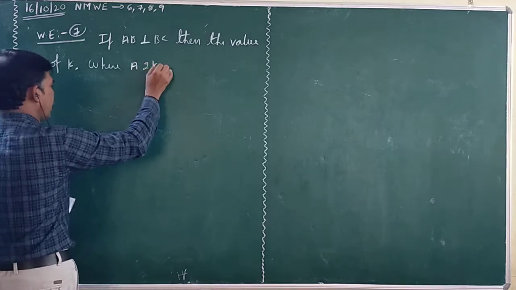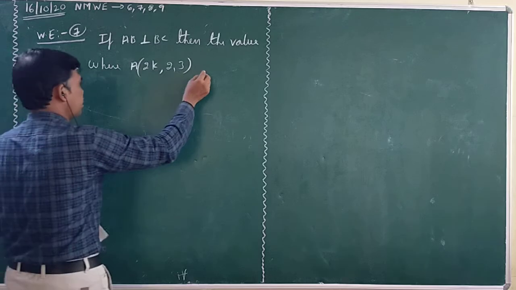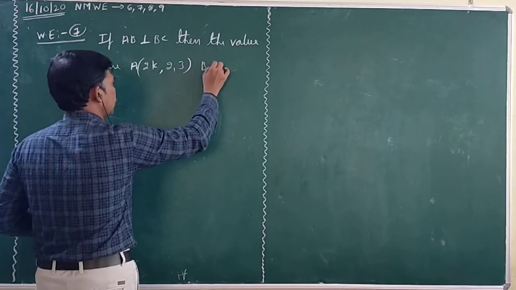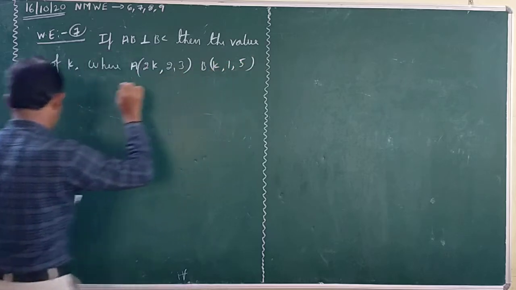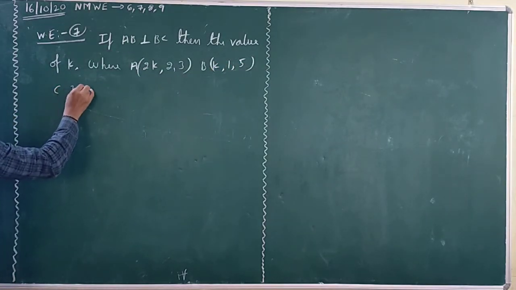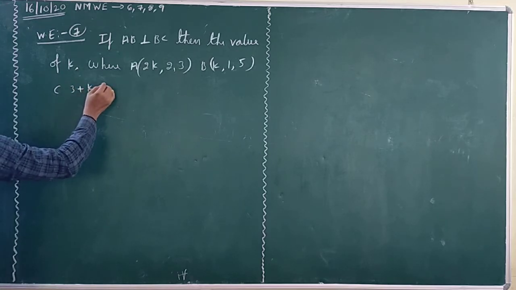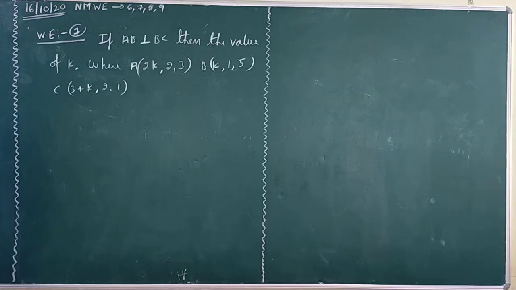where A 2k comma 2 comma 3, B k comma 1 comma 5, C 3 plus k comma 2 comma 1. So this is our problem.